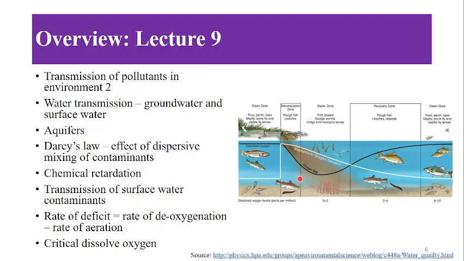Next, in lecture 9, the continuation of transmission of pollutants was discussed. In lecture 8, it was all about air pollution. Lecture 9 was all about water pollution. The transmission in water, so water can be of two types: groundwater and surface water. The transmission to the groundwater can be through fertilizer runoff and landfill leachates. Contamination in surface water can be through the deposition of sewage.